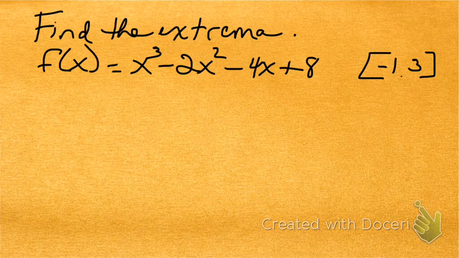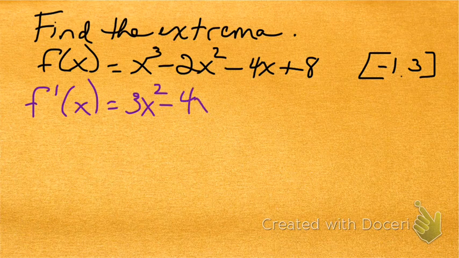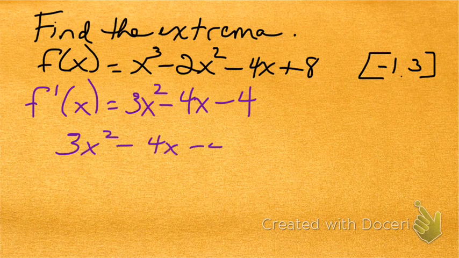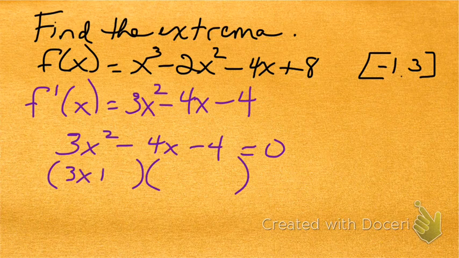To find the extrema, we begin by taking the derivative, right? The derivative of this function, using the power rule, is deja vu if you saw the other video. We set this derivative equal to 0 and solve for those critical numbers. We've already factored this by grouping in the past.